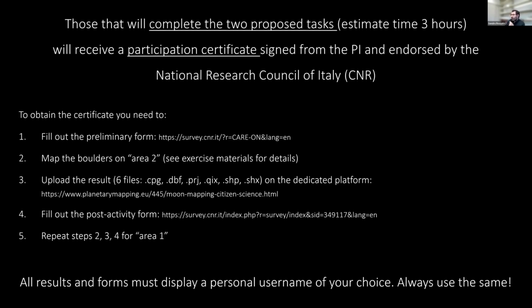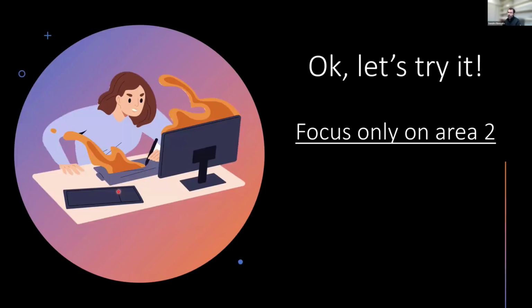As I said before, if you want to contribute to the project, if you want to be mentioned in the project and receive a participation certificate, you will have to perform the 2 mappings. Today we will do just steps 1, 2, 3, and 4 on area 2. You will see this on QGIS now. If you want to receive this certificate, you just need to do the same thing for area 1. So let's try it. I don't know if there are any general questions right now. Otherwise, you can move to QGIS and try.